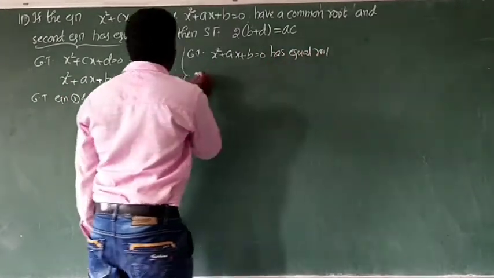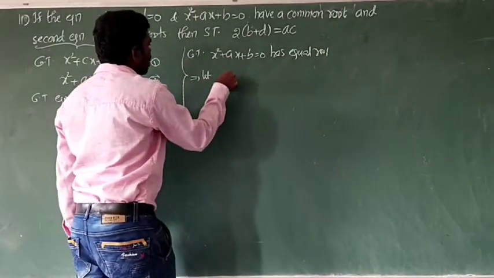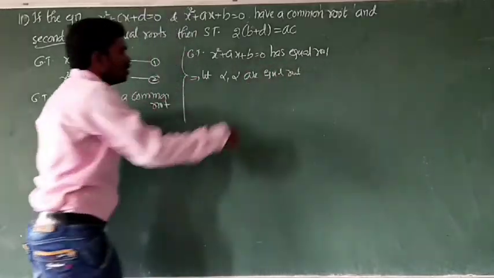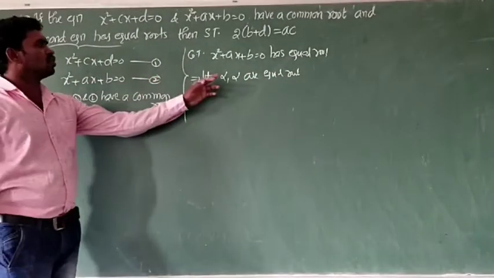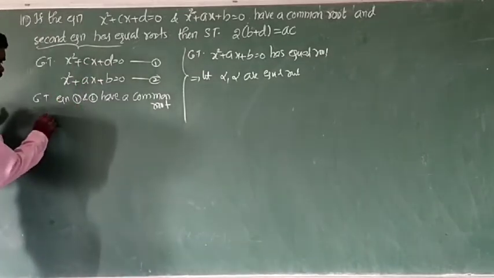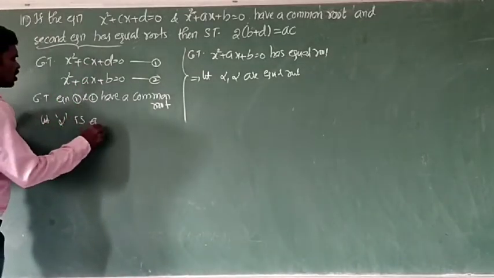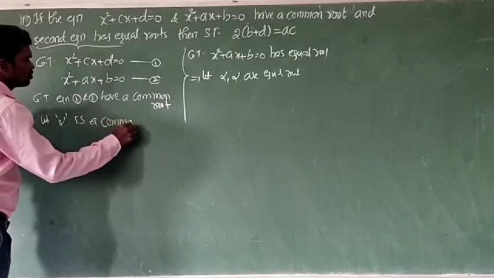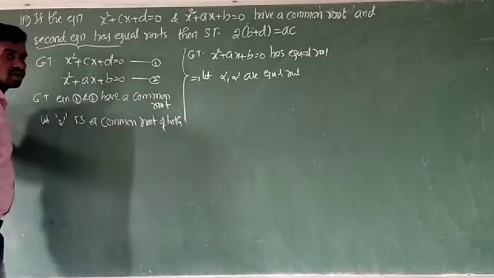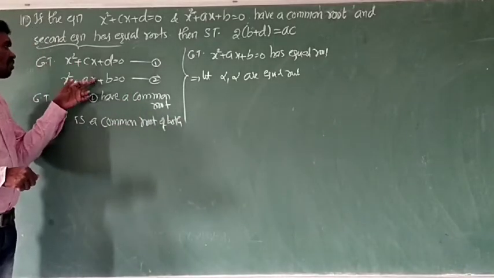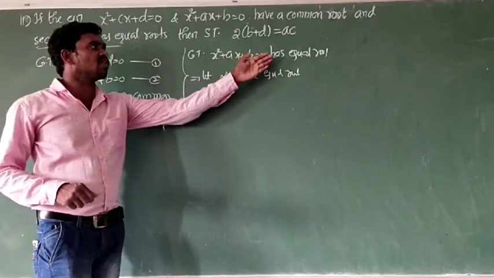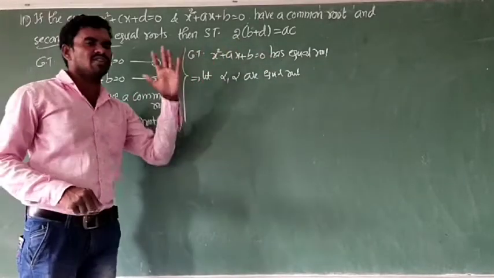Equal roots means let the equal roots be alpha and alpha. I am taking the common root, so one of them is alpha. So let alpha be the common root of both. Is it clear? Both have a common root that I am taking as alpha, and the second equation has equal roots, so they must be alpha and alpha.